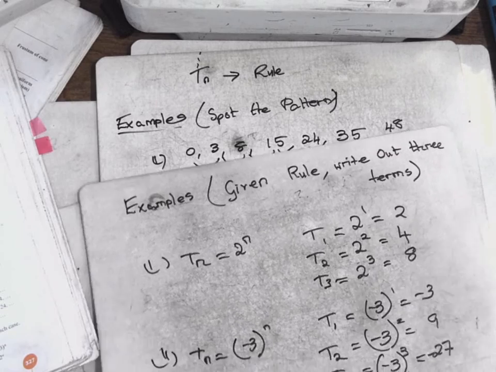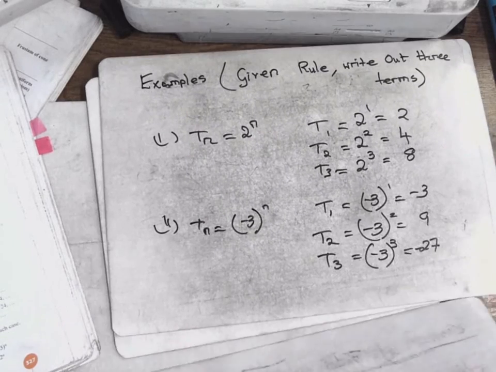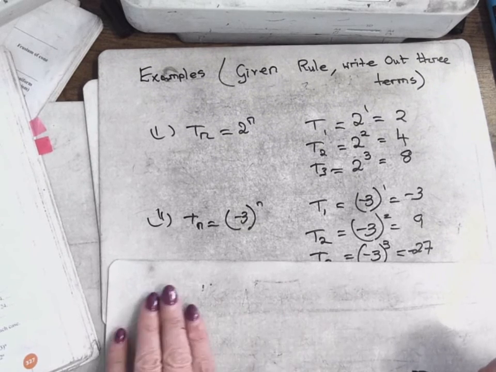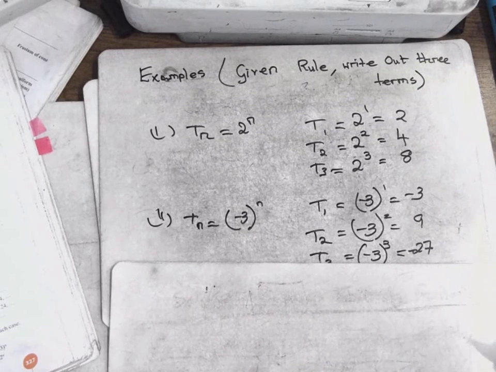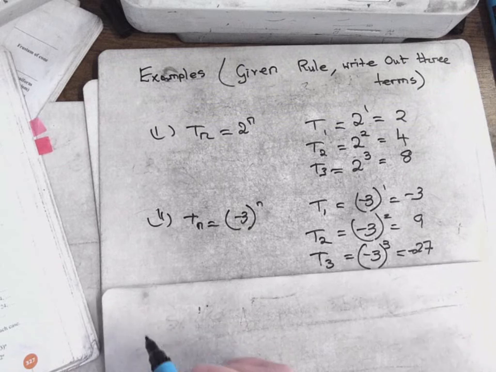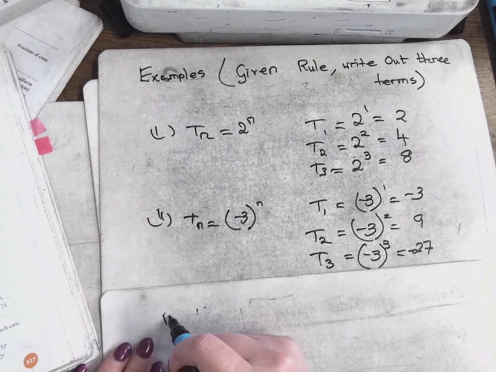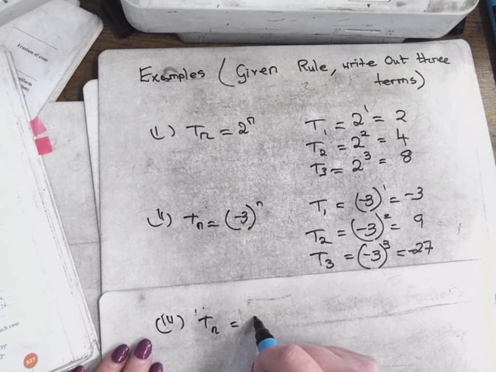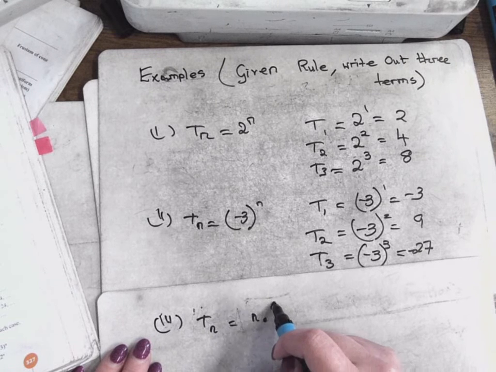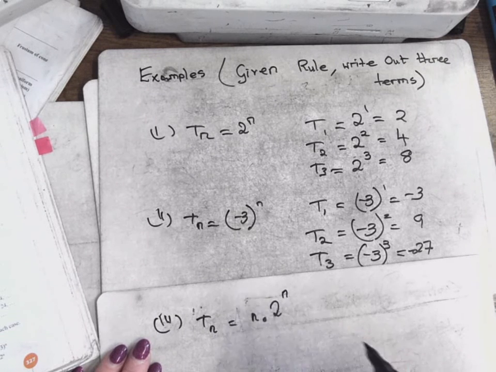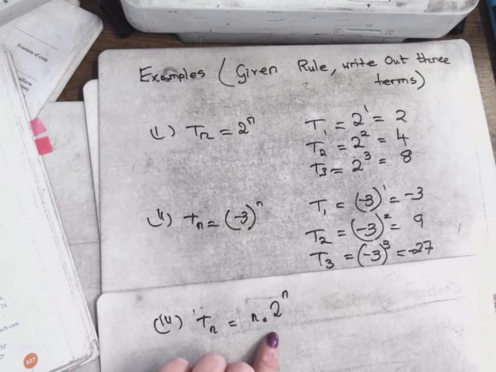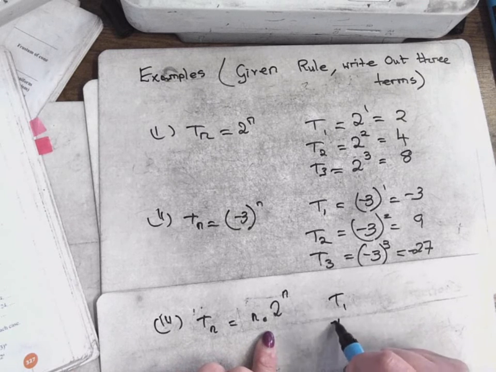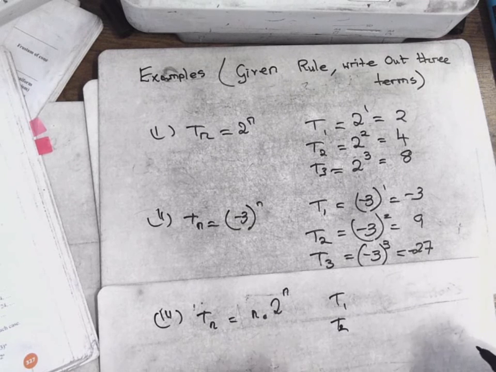Are we good? So this is where you're given the rule and you have to tell me what the terms are. The whole next section is given the sequence, come up with the rule. So another last example, Tn equals n multiplied by, that's what the dot means, n multiplied by 2 to the power of n. Is that okay? So that just means multiply. So you write out T1, T2, and T3.